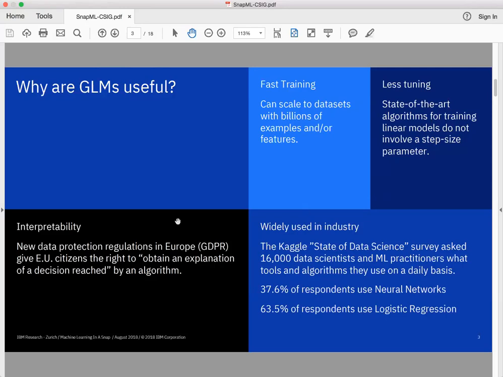So finally, we see that generalized linear models are still very widely used in industry and in practice. In this Kaggle State of Data Science survey from last year, they asked around 16,000 data scientists and machine learning practitioners which algorithms they're using. And actually logistic regression was the most popular model in that survey. Around 64% of people say that they're using it.